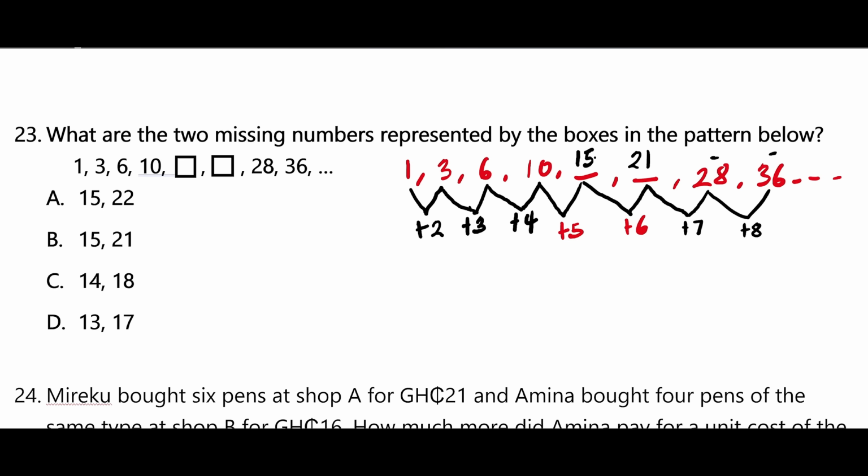So the two missing numbers in the pattern are 15 and 21. So we select option B.